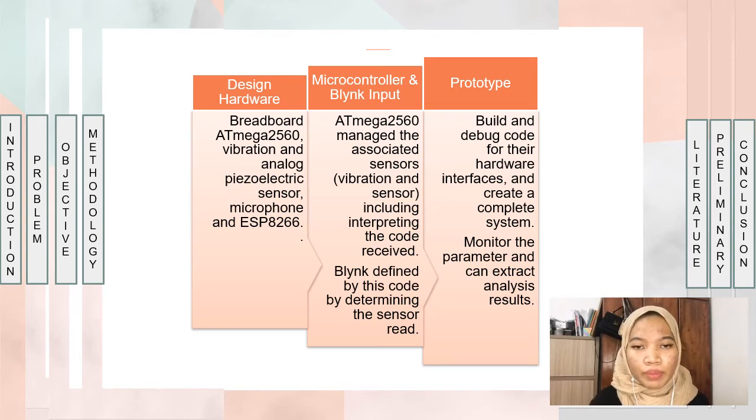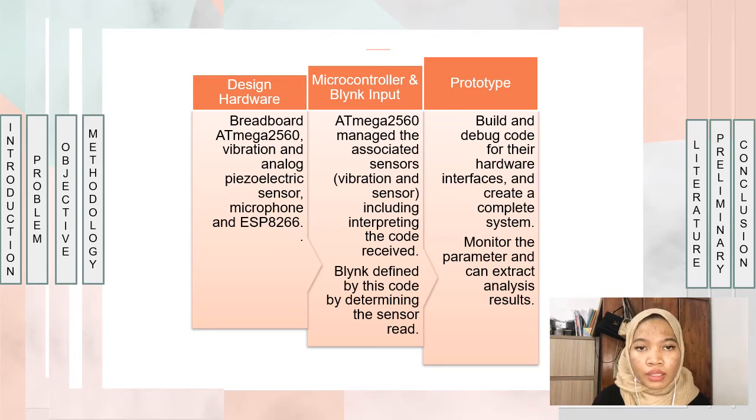Next is the prototype. From this project, students must build and debug code for their hardware interfaces and create a complete system. Every hardware component instructs a control directly via the IDE in order to make the data legible during the project's execution. The IDE and monitoring vibration reading can be assembled and uploaded to the cloud after getting the data. This project is related to vibration and acoustic that occurs in the engine, which students can monitor as parameters and can extract analysis results. The ultimate results of input-output are shown.